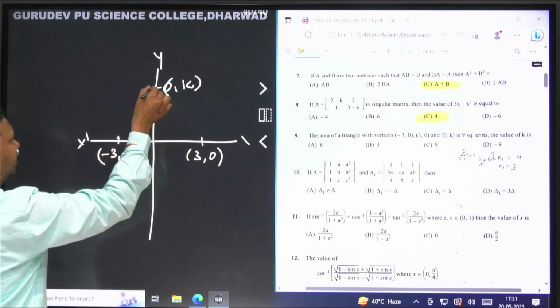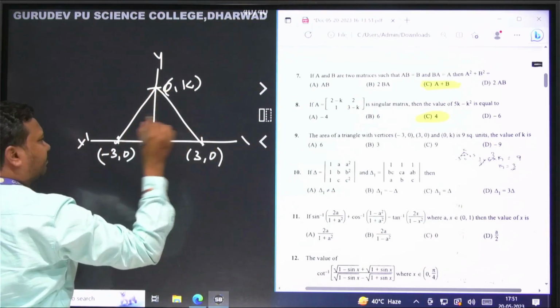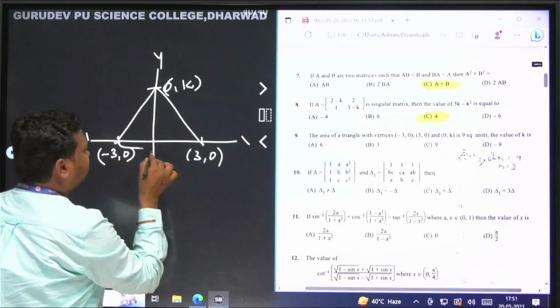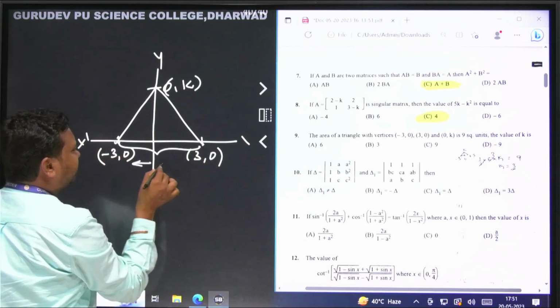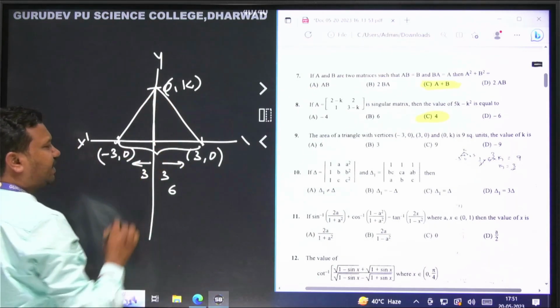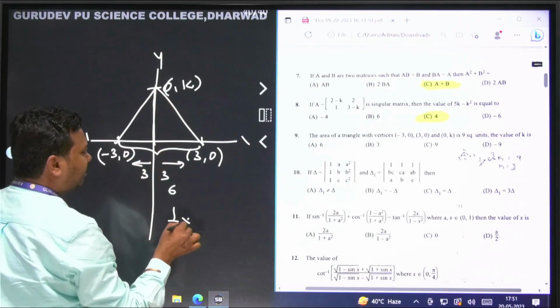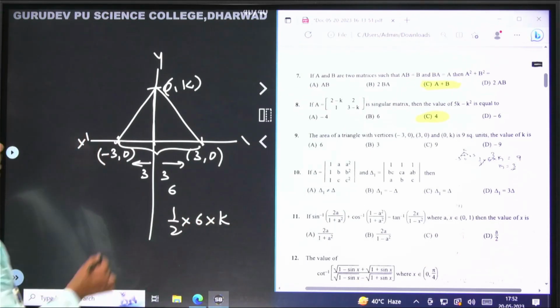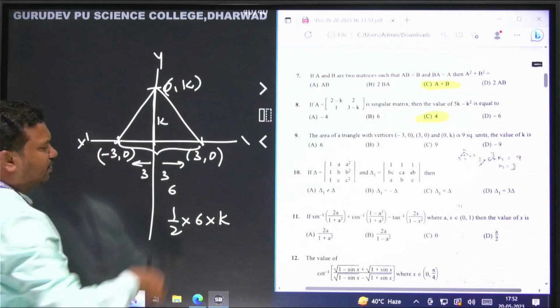Yes. So here I have joined these three, right? It forms the triangle, so you can easily understand what the distance is here. Left side 3 units, right side 3 units, 3 plus 3, 6 units. And you know the area of the triangle formula? Half into base into height. Am I right? So half into base into height, because this unit is always k, because it is (0, k), isn't it?